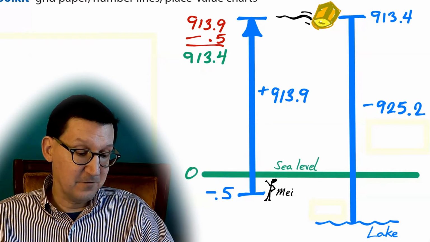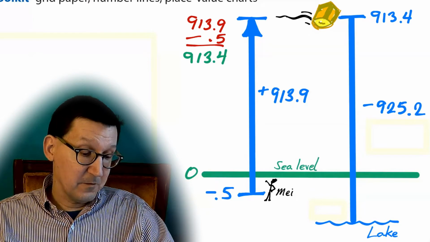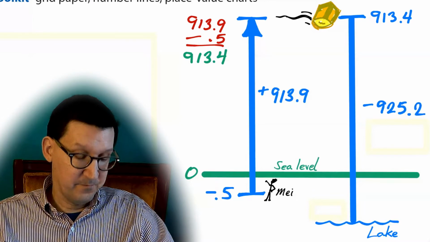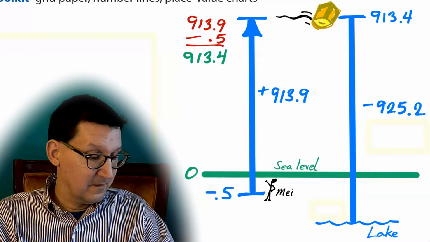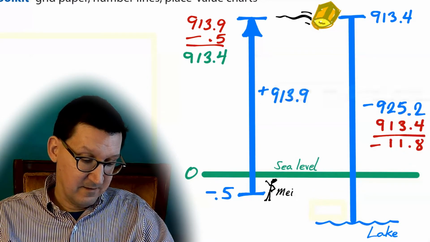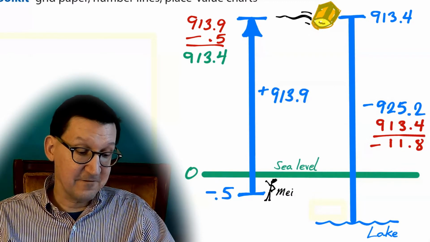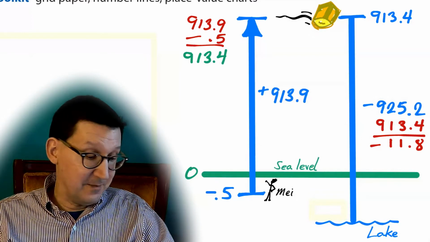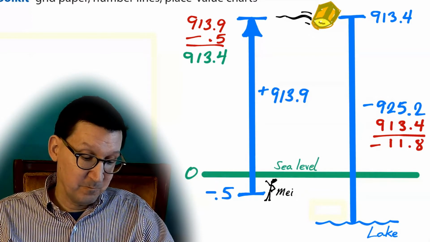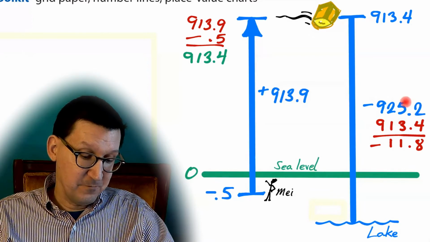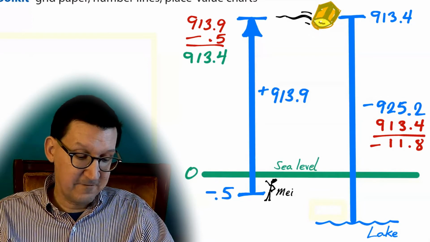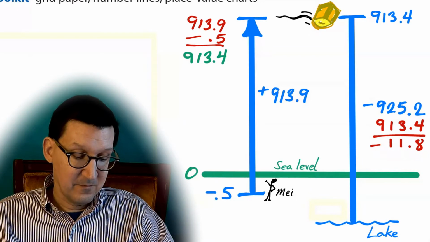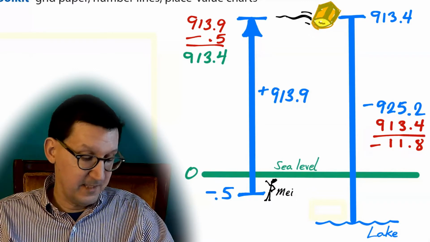Well, to do that, we just have to subtract, right? We find the difference between 913.4 and negative 925.2. And if we do that, that looks like this, right? We have negative 925.2, which is how far we go down, 913.4, which is where we started with. And if you subtract 925.2 and 913.4, what we're left with is negative 11.8, right? 11.8 meters below sea level.